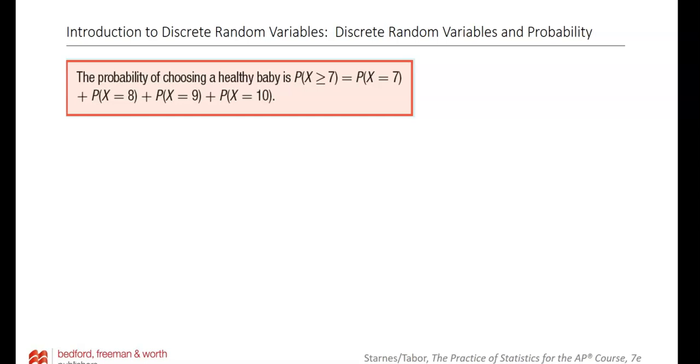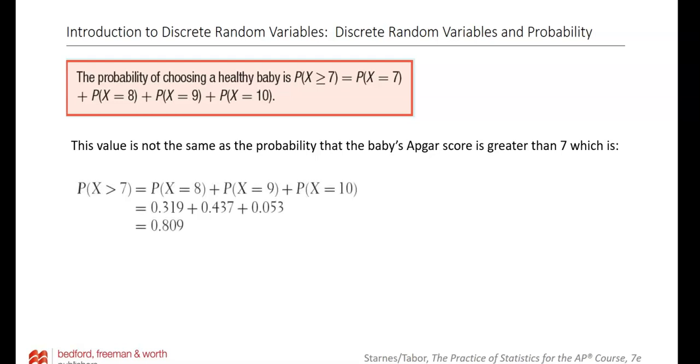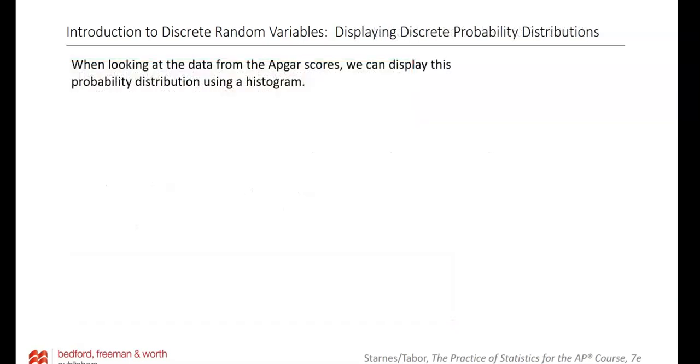Probability of choosing a healthy baby is, again, we did that. This is not the same as the probability that the APGAR score is greater than 7, which is just the 8 plus 9 plus 10. The first situation was 7 or greater. Remember, they said 7 is okay, 7 or greater. So those are slightly different. You have to decide what the question is asking. Greater than 7 or greater than or equal to 7 are 2 different questions. So only a little over 80% are greater than 7.